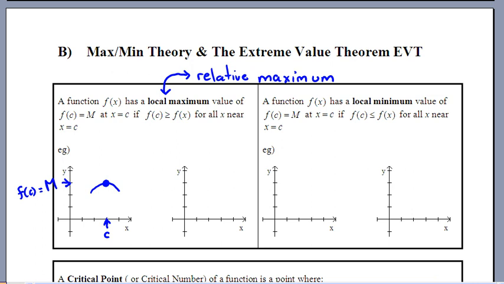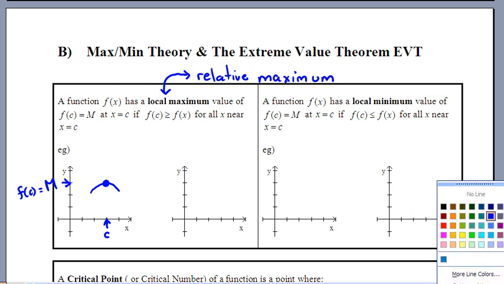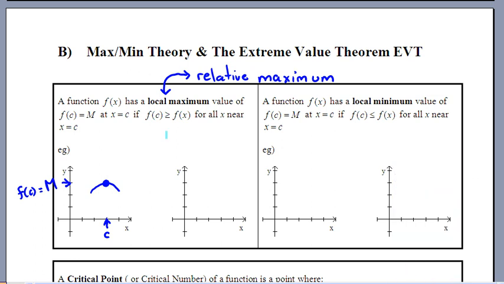This issue of it being the biggest y value in that area, in that neighborhood, is a key thing. It doesn't have to be the biggest value everywhere. It says for x near this place. So anywhere kind of around here, that has to be the biggest y value. But it can still be what we would call a relative maximum if the graph actually went up higher than it later. So maybe the graph looks like a crazy W shape. That's okay. As long as in that neighborhood where I've highlighted in turquoise there, that's the biggest y value.